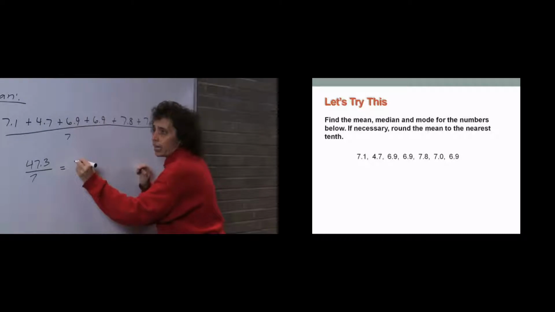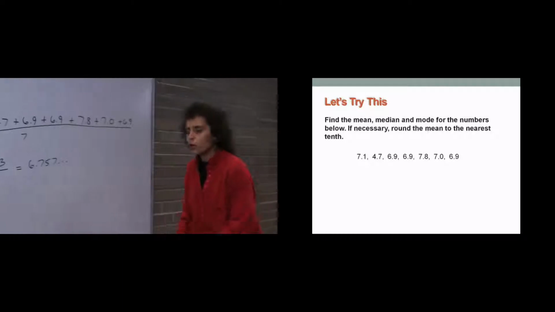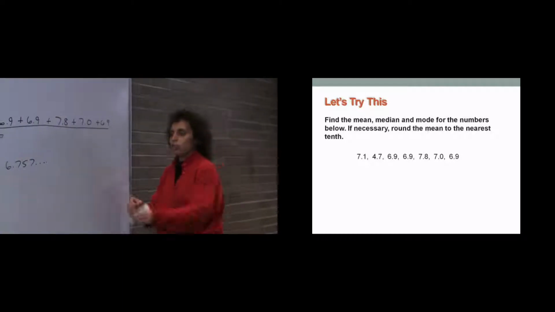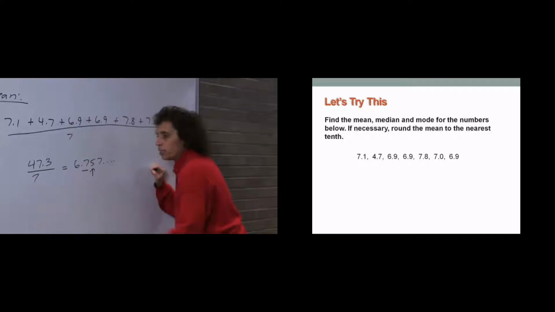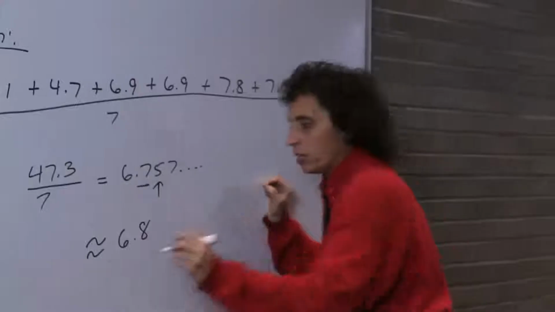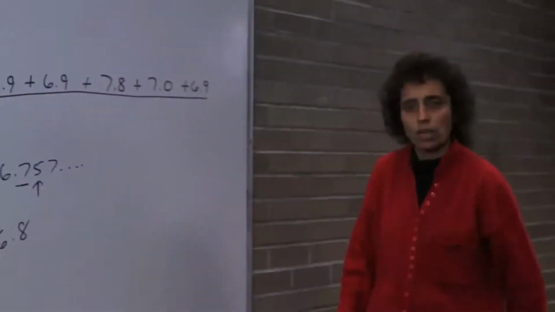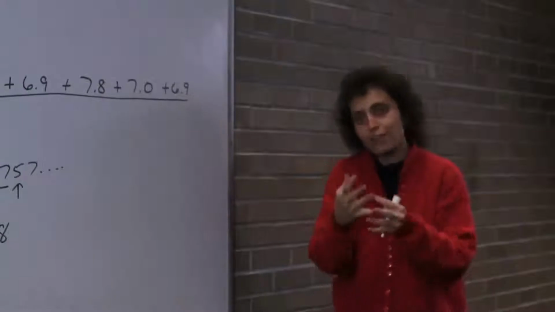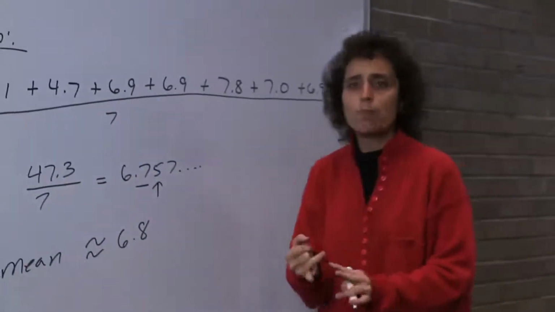What it came out to is 6.757 and some other numbers, but we want to round to the nearest 10th. So this is the 10th place. So I look at the number right next to it, and it is approximately 6.8. So your mean is approximately 6.8. That's all there is to that. Just make sure you line up the decimals and you remember how to divide by an integer. Okay? That's the mean. Now we're going to do the mode and the median.